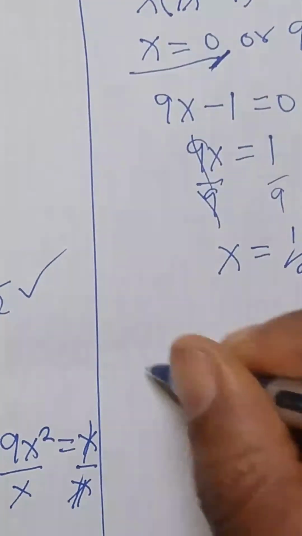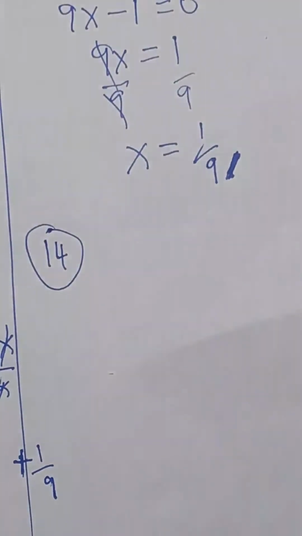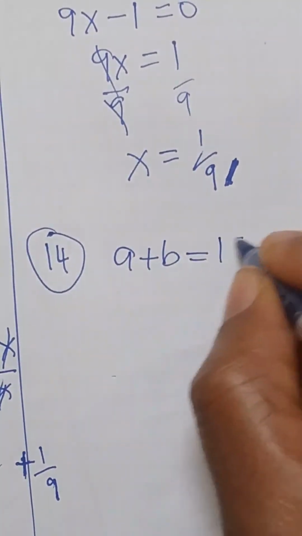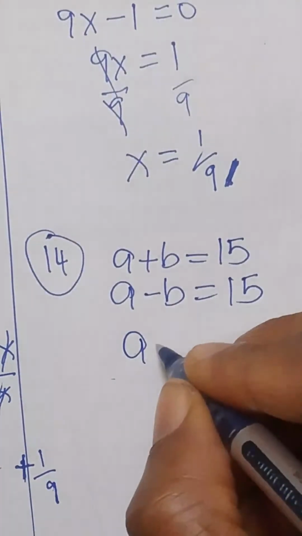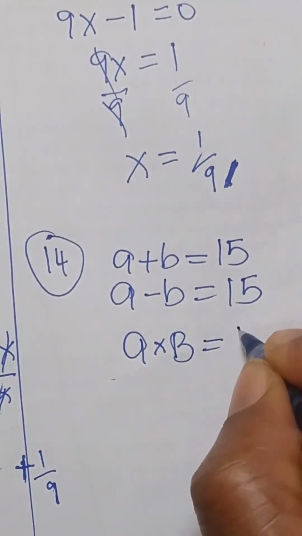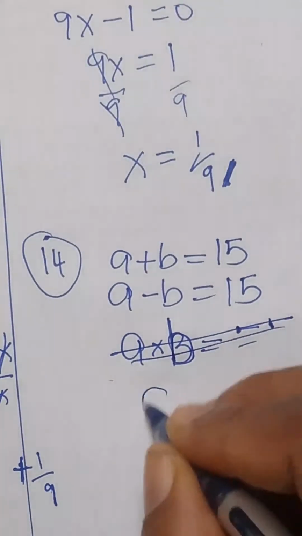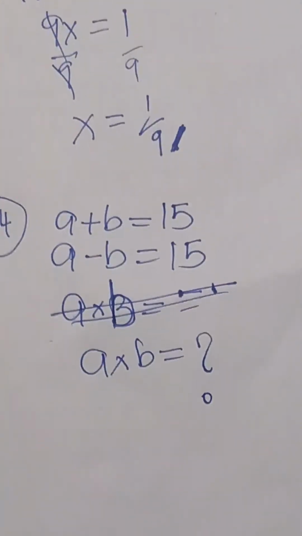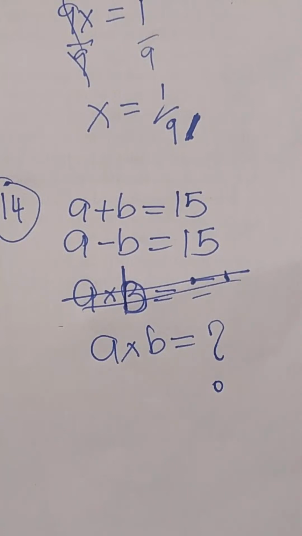This is question number 13, so go to question number 14, please. Question number 14 says: you're given a plus b is equal to 15, a minus b is equal to 15, and a times b is equal to what? So drop your answer, please.